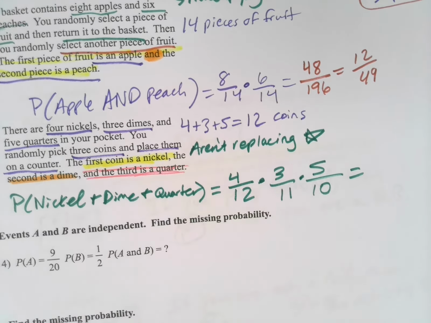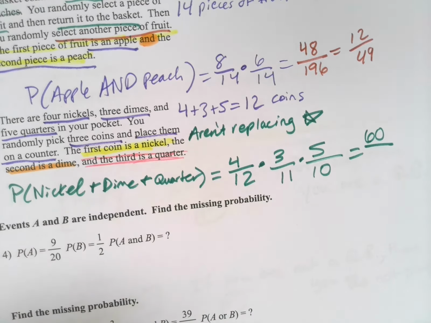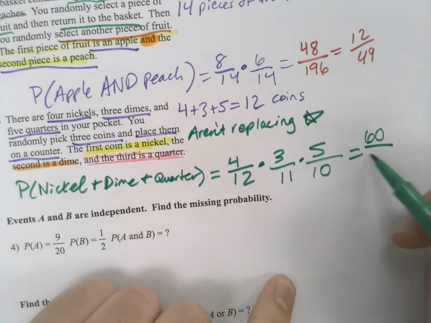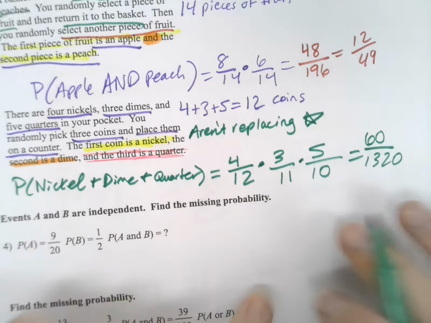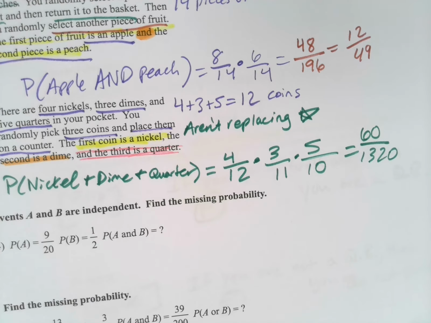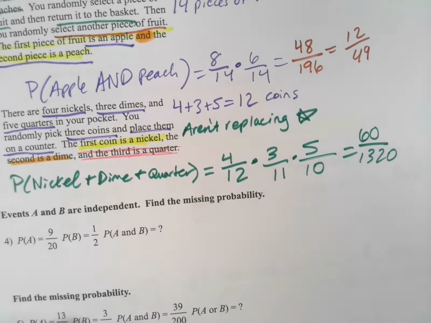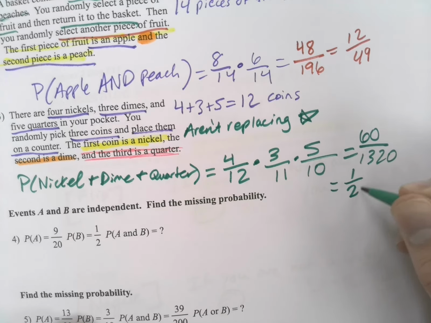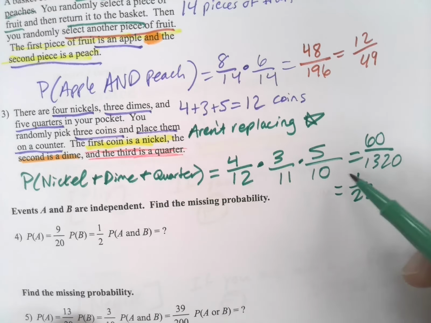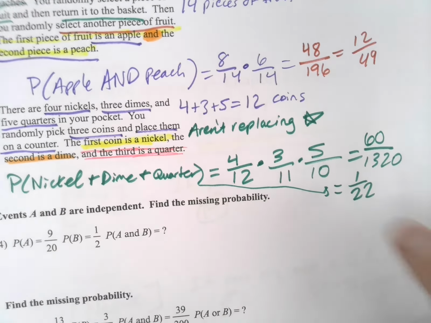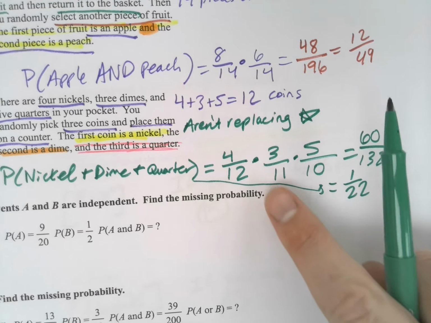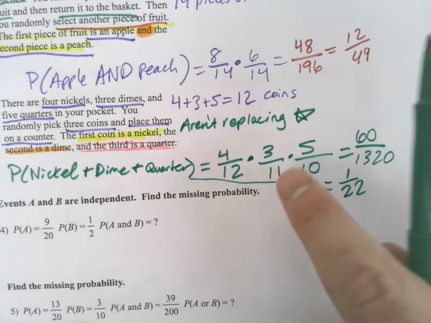4 times 3 times 5 gives us 60 over, oh goodness, this is going to be a huge number, 12 times 11 times 10. Actually, that's not as bad as I thought. 1320. And if you do this in your calculator, we end up with a, not surprising, 1 out of 22 chance. So not great, which is understandable considering we're trying to get specific outcomes for 3 different coins here.